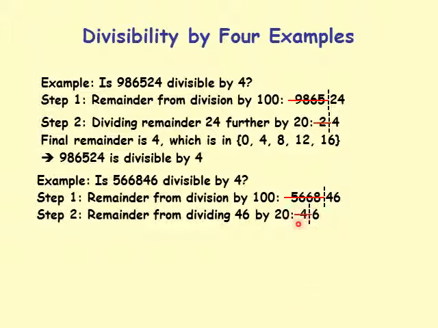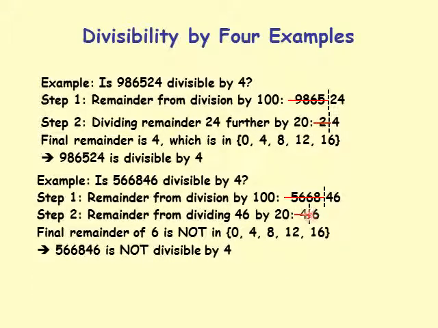Okay, we divide 4 by 2, and if you divide 4 by 2, nothing is left. That left is 0. So we get 6 left, and the remainder of 6 is not in the list. So the final remainder is 6 here. 6 is not divisible by 4, and it is not in this list either. So this number 5, 6, 6, 8, 4, 6 is not divisible by 4. Let's continue.